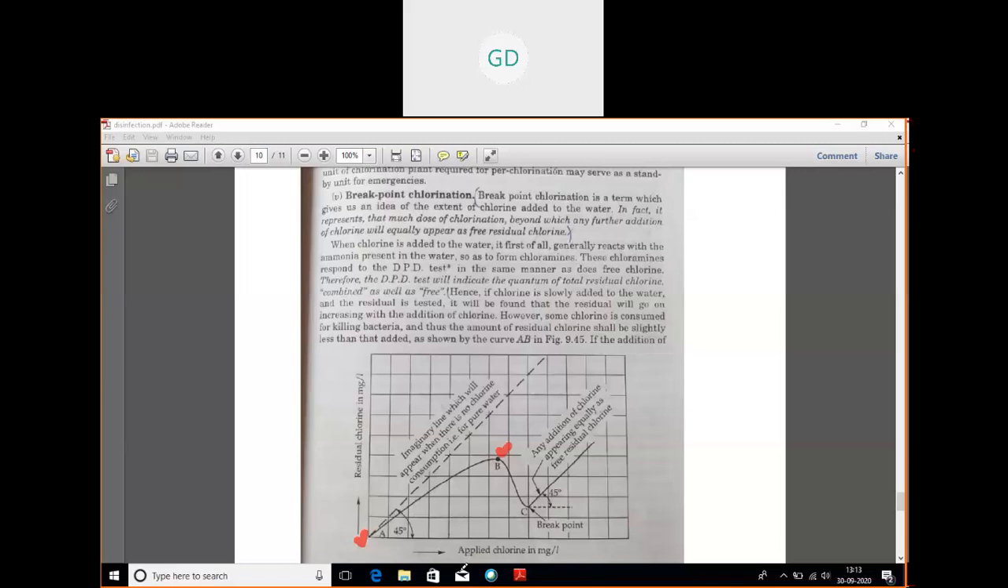So up to A and B, what this curve says is that when you keep on adding your chlorine and the residual chlorine is tested, it is found that the residual chlorine goes on increasing with the addition of your chlorine. Okay, now from B to C you can see the curve has fallen down.